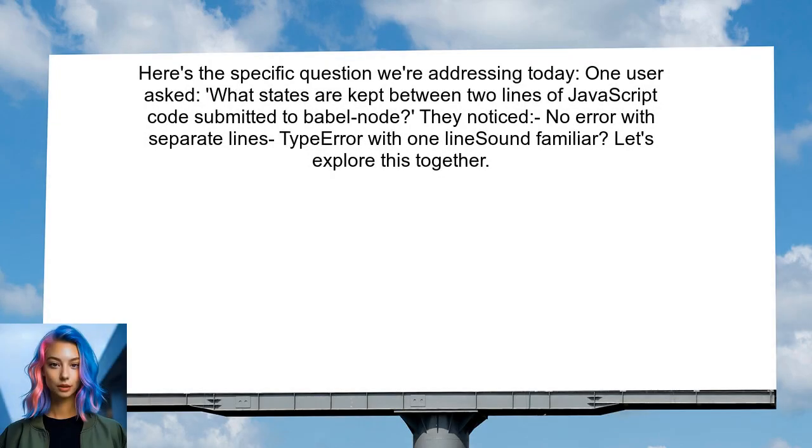Here's the specific question we're addressing today. One user asked, what states are kept between two lines of JavaScript code submitted to Babel node? They noticed that when defining a variable with const and then redefining it with let, they encountered no error in separate lines, but got a type error when trying to do it in one line. Sound familiar? Let's explore this together.